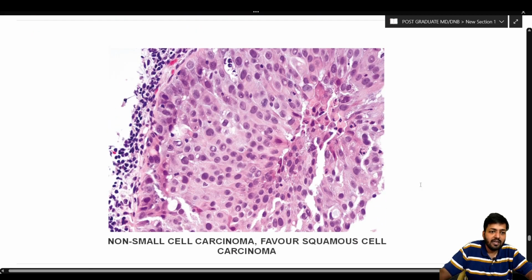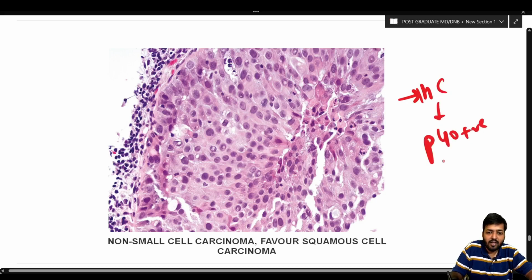Similarly, over here in this particular one, we are not very sure whether it is an adenocarcinoma or squamous cell carcinoma. So we have done the IHC. In the IHC over here, there was P40 positivity. So after P40 positivity, only then can we give the diagnosis as non-small cell carcinoma, which favors squamous cell carcinoma.